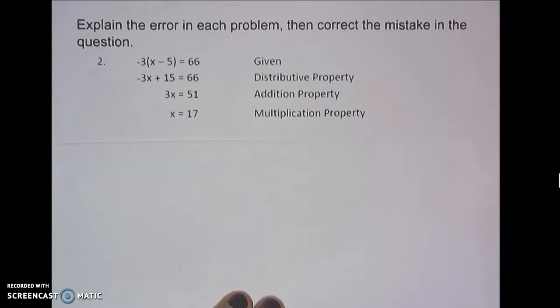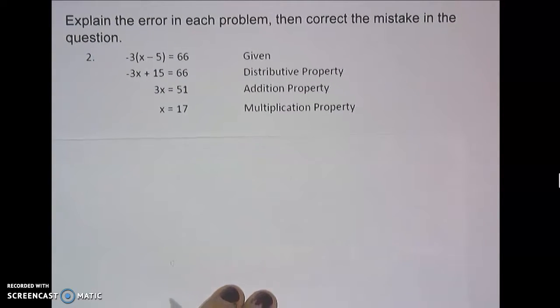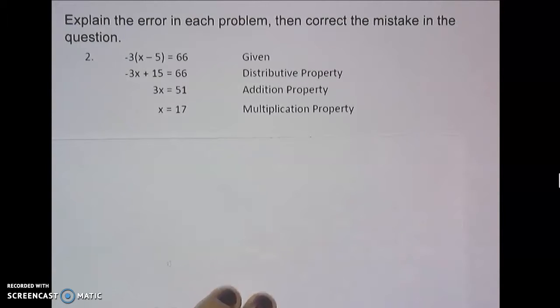So we're going to explain the error in each problem and then correct the mistake in the question. That means we need to find where the mistake is first. And after we find the mistake, state what it is, very briefly, what the person did wrong. We're going to correct the mistake and get the right answer that they should have gotten.